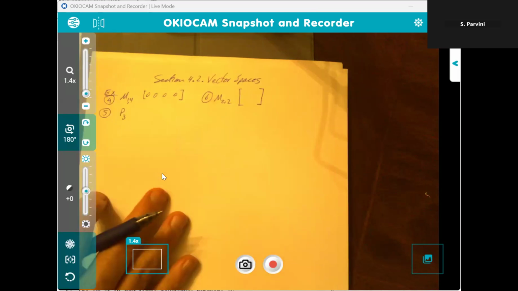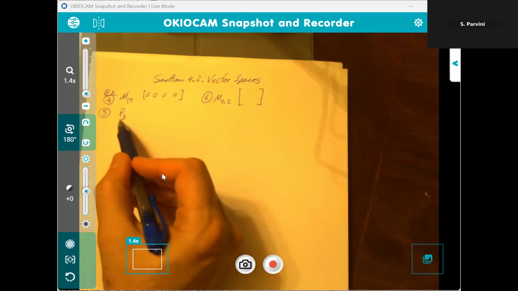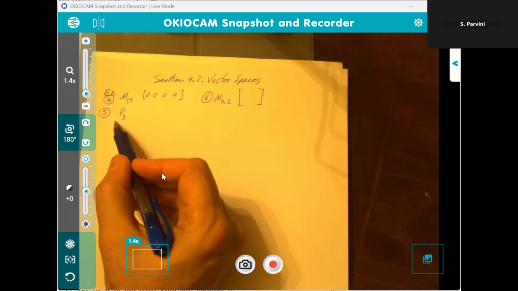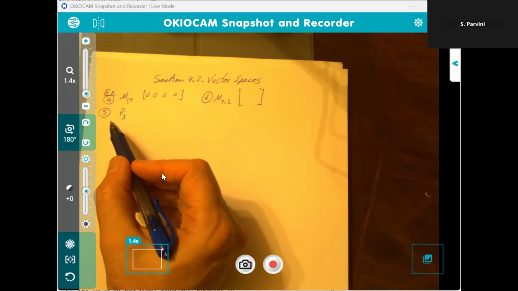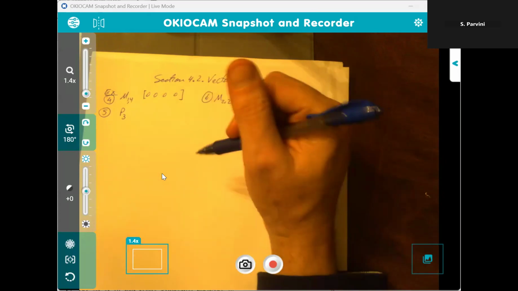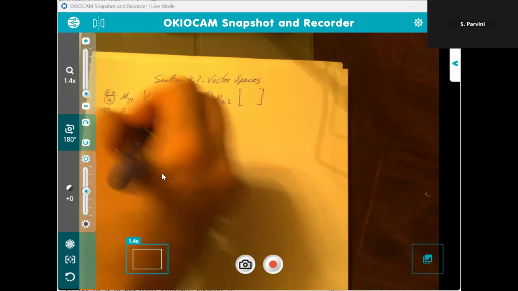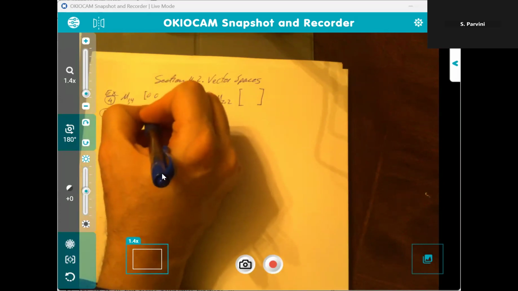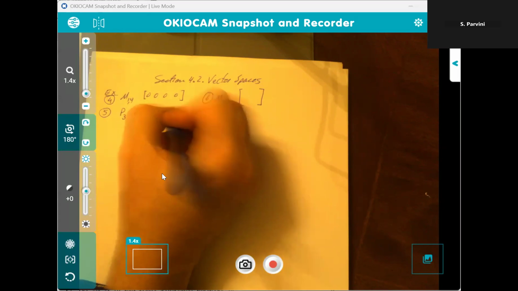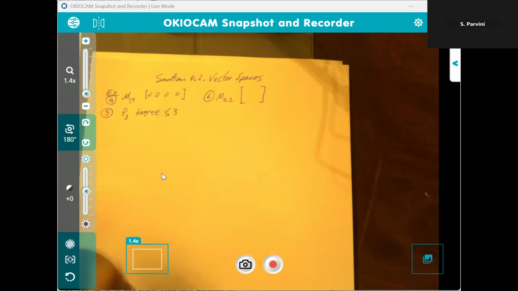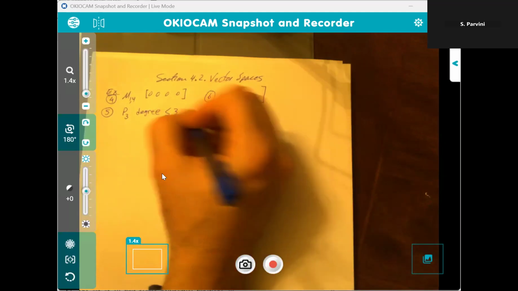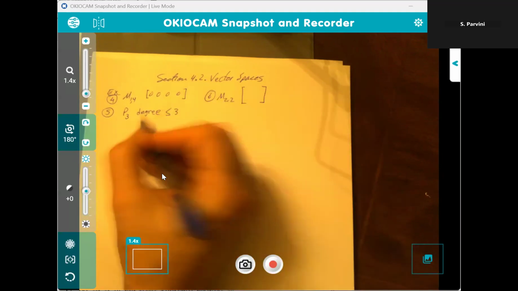Now, what about the set of all third-degree polynomials? What does the 0 vector look like? P3 would be third-degree polynomials or less, right? That means the degree is less than or equal to 3. So if you have a quadratic expression, it could also be thought of as a third-degree polynomial, but the coefficient is 0. So what does this 0 vector look like for number 5?